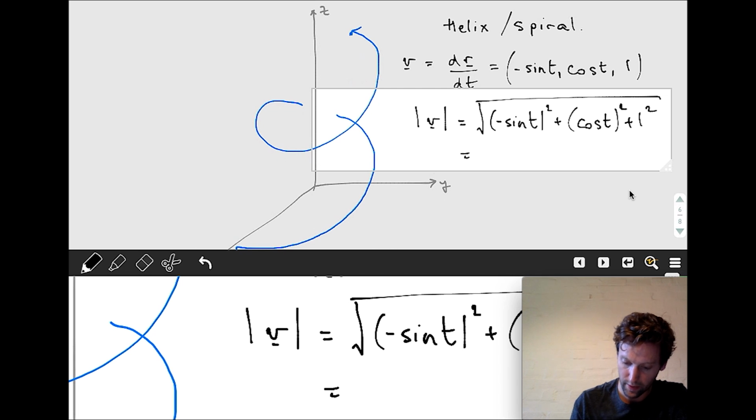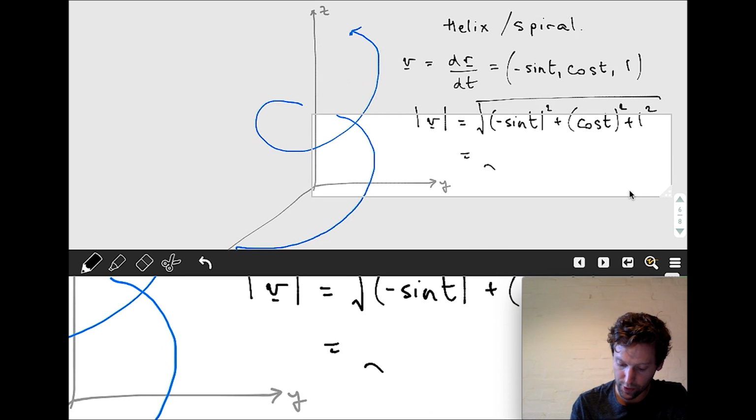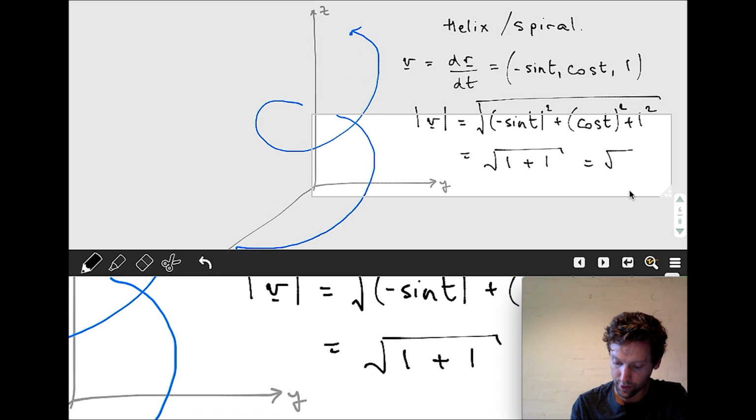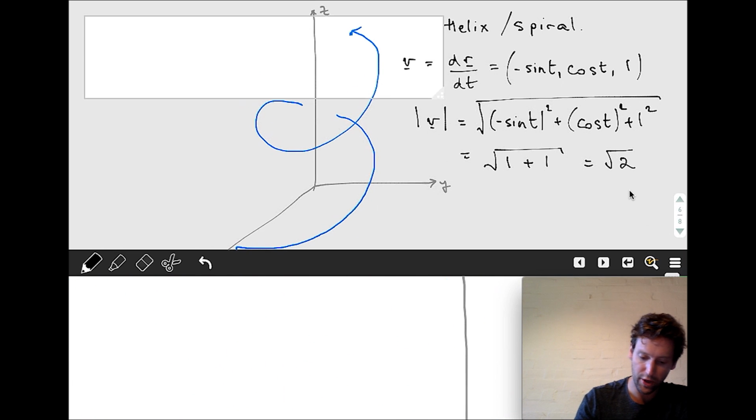So we end up with sine squared plus cosine squared, which is going to give me 1 plus 1, so I get the square root of 2. And notice that that doesn't depend upon t, so the velocity magnitude, the speed, is constant in time. What about the acceleration? Let's calculate that.